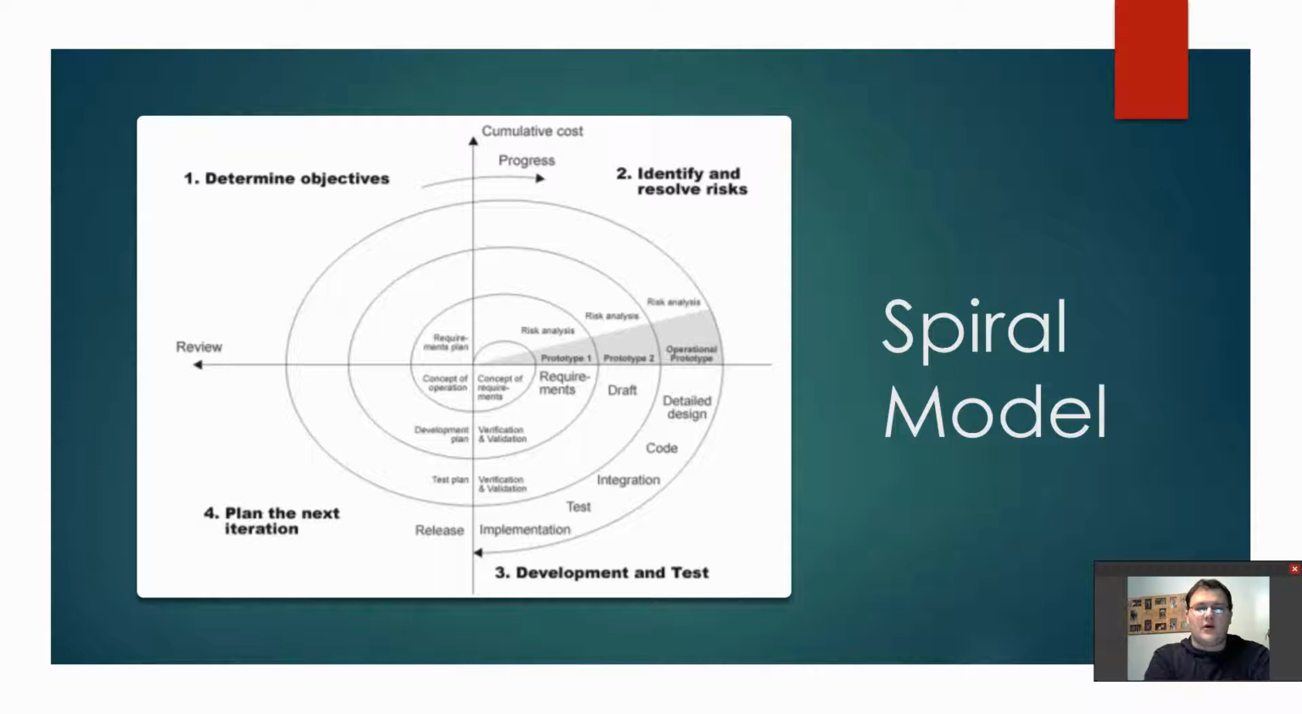So there are 4 parts, as you can see, quadrants. The first one is determine objectives, the second one is identify and resolve risks, the third is development and test, and the fourth is plan the next iteration.